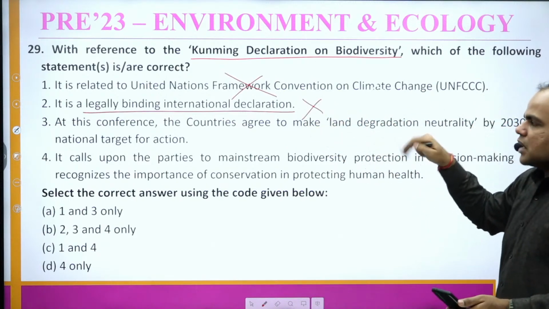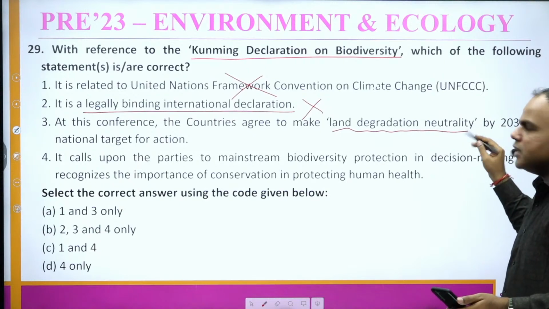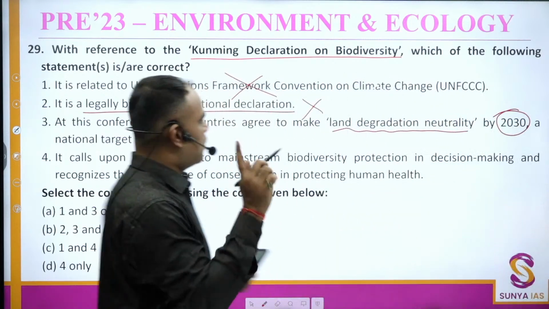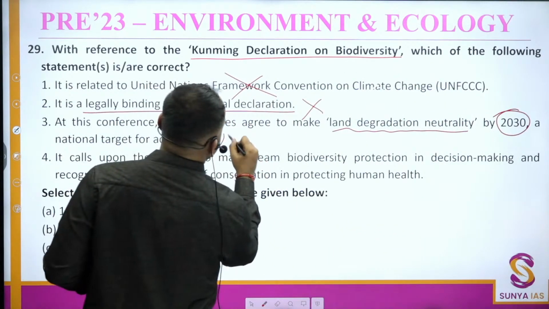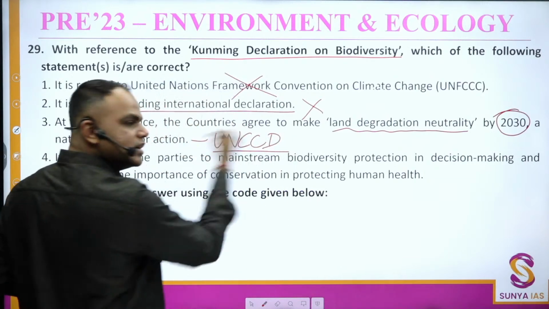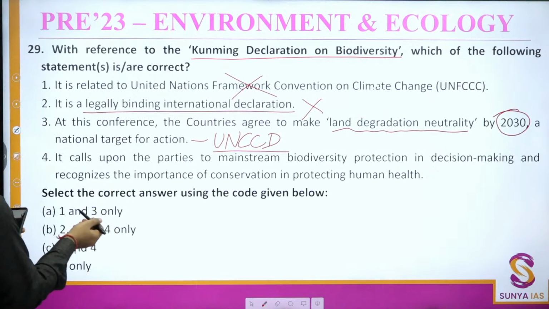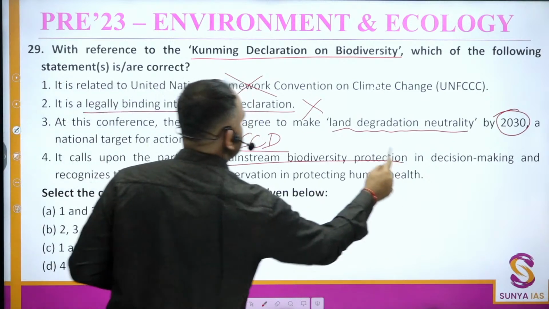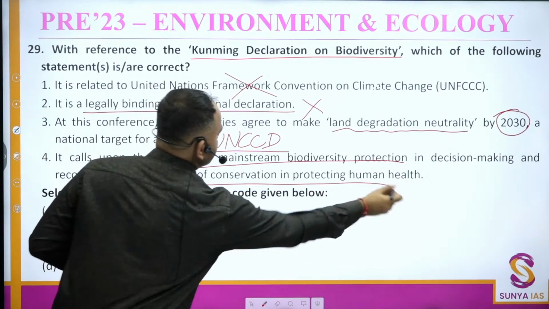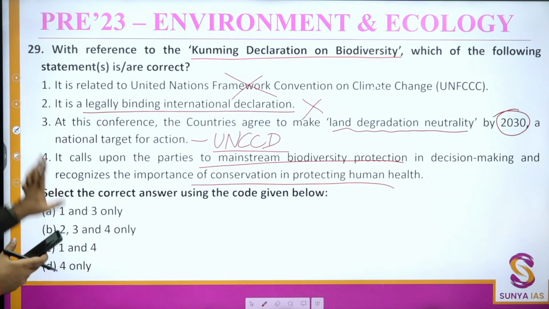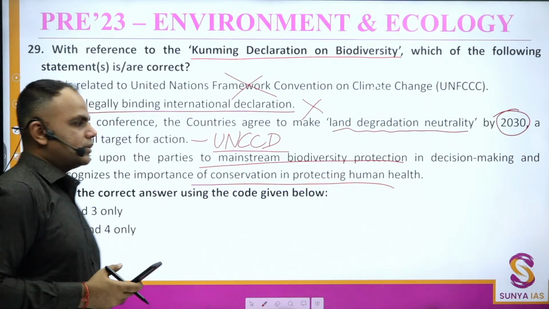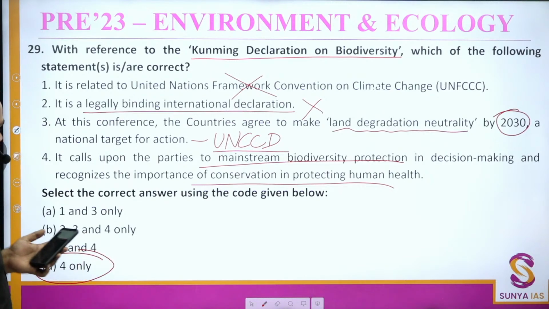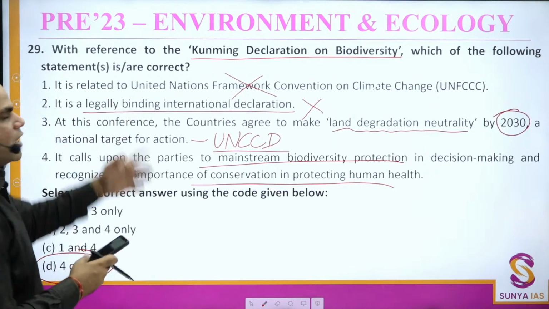At this conference, the countries agreed to make land degradation neutrality by 2030 a target for action. Now, some of you might think this is right. No. Land degradation neutrality is spoken of in UNCCD. So again, this is wrong. 3 is also wrong. Last, it calls upon the parties to mainstream biodiversity decision making and recognizes the importance of protection of human health. Yes, this part is true. So the correct answer is D. 4 only is the correct answer for Kunming Declaration on Biodiversity.